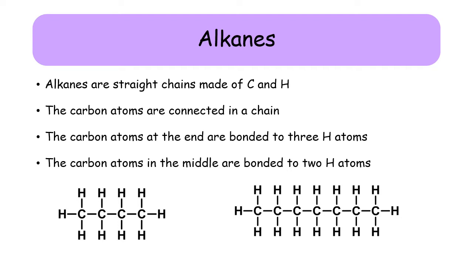in a chain. If you were drawing it, you'd start with that. Then the 2 carbons at the end, you put 3 hydrogens on them, and the ones in the middle, you put 2 hydrogens on. That one on the right-hand side has 7 carbons in the chain. Look at the 2 at the end, put 3 hydrogens on, and then all the ones in the middle, add 2 hydrogens too.